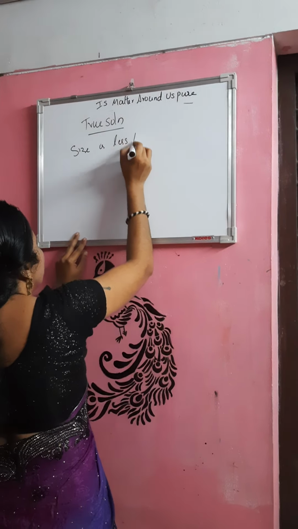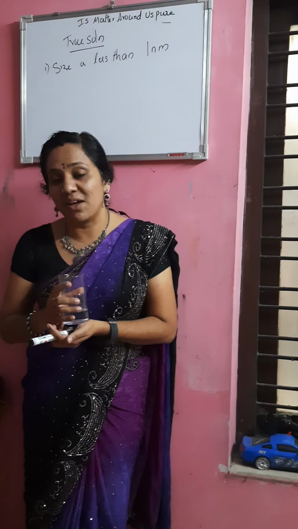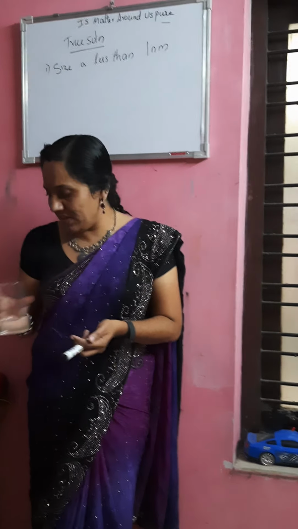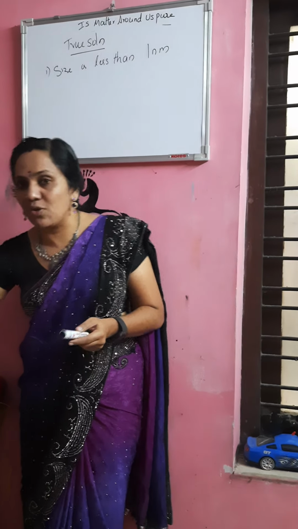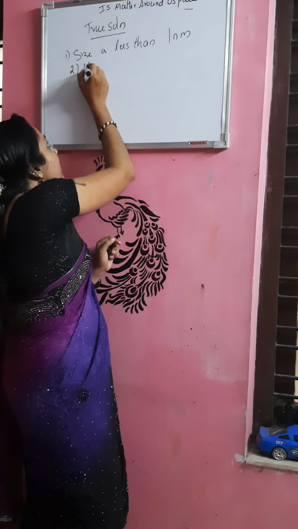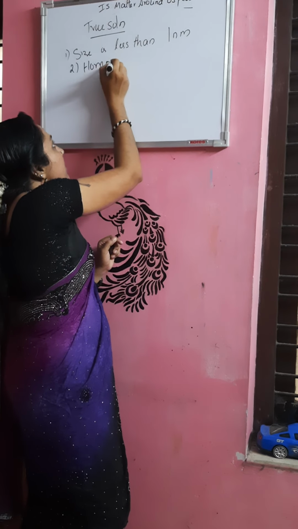Second property: is it homogeneous or heterogeneous? In the last video class, I told you about homogeneous and heterogeneous mixture. If they are having the same composition throughout, they are called homogeneous mixture. We know that when salt is dissolved in water, the salt molecules will mix thoroughly in the water molecules so that they are having the uniform composition throughout. So, this is a homogeneous solution, or we can say true solutions are homogeneous.